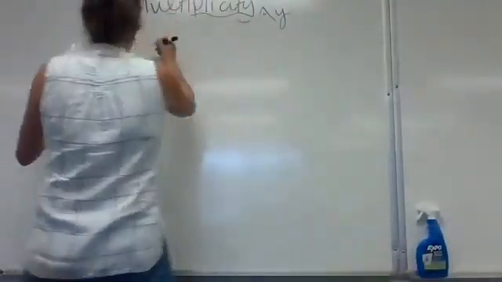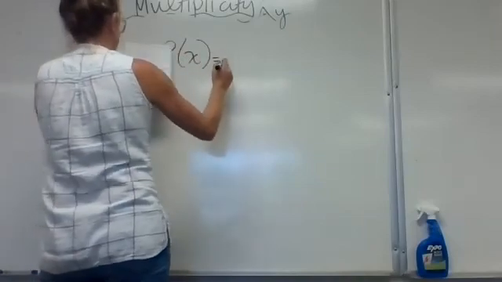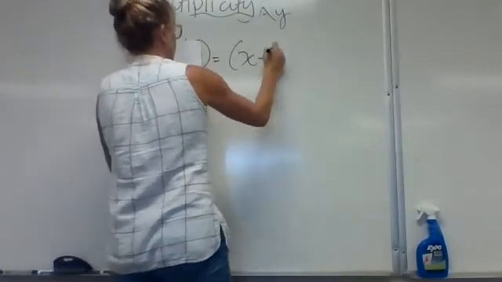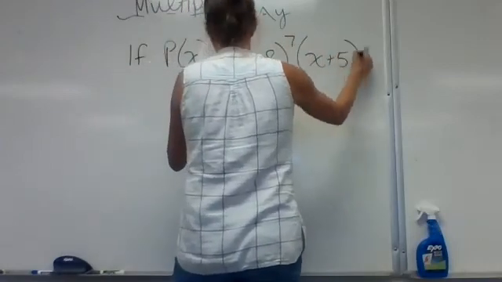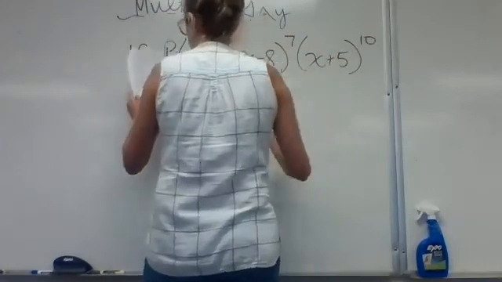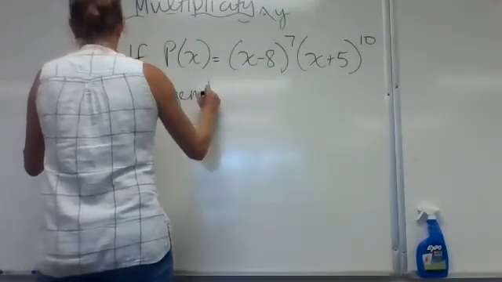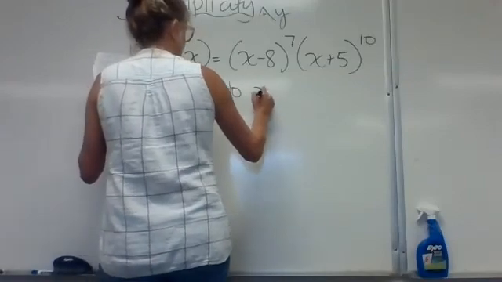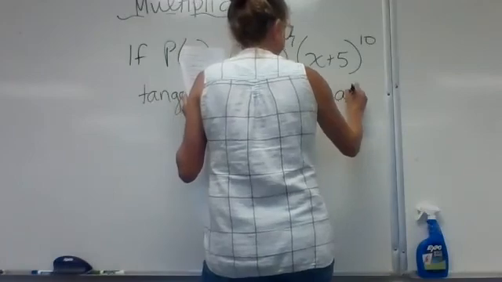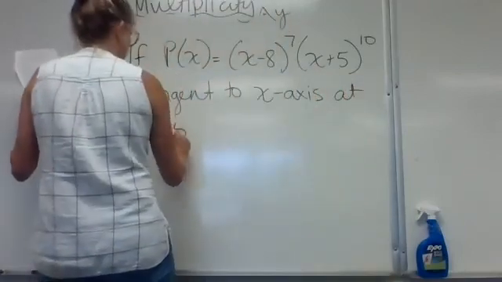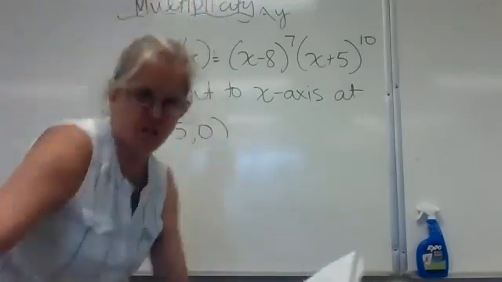All right, this time, if P of X equals (X minus 8) to the 7th and (X plus 5) to the 10th, it's tangent to the x-axis at -5. So is that true or false? And then why?